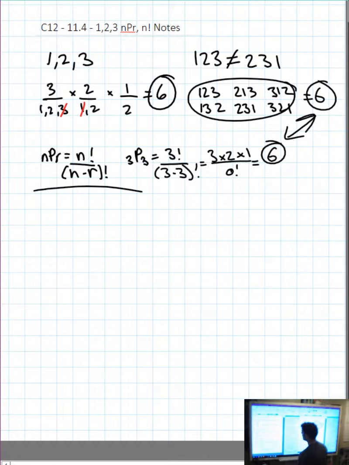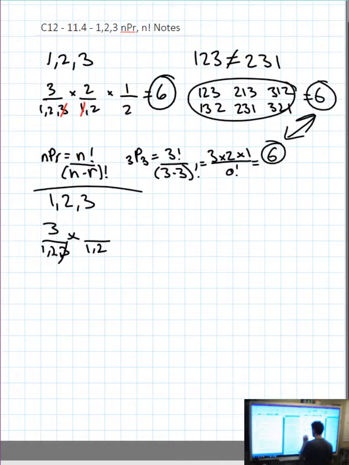Now, how many 2-digit numbers can we make? So let's take the numbers 1, 2, and 3 again. And how many 2-digit numbers can we make? Well, let's go for fundamental counting principle, blank times blank. I have a 1 and a 2 and a 3. Let's say I use the 3 and then I have a 1 or a 2, which is 3 options, and then 2 options, which is 6 options.